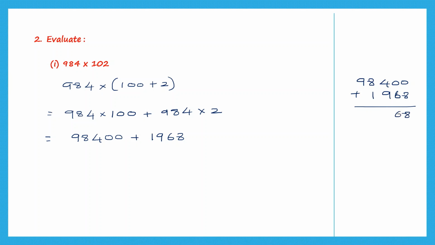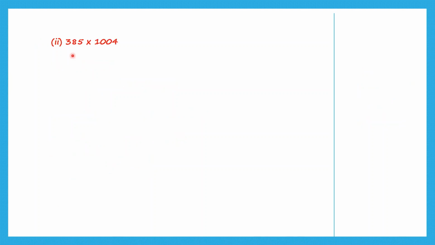8, then we have 6. 4 plus 9 is 13, carry 1. 8 plus 1 is 9, plus 1 is 10, carry 1. 9 plus 1 is 10. So what do we have here? We have 1,00,368. 1 lakh, let's write that down, 368. So this kind of addition or multiplication where you use the distributive property instead of multiplying it directly will make our work easier. So the final answer to this question is 1,00,368.